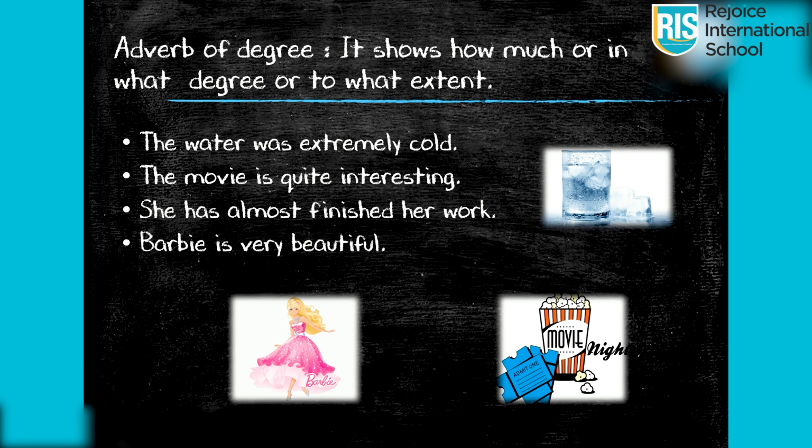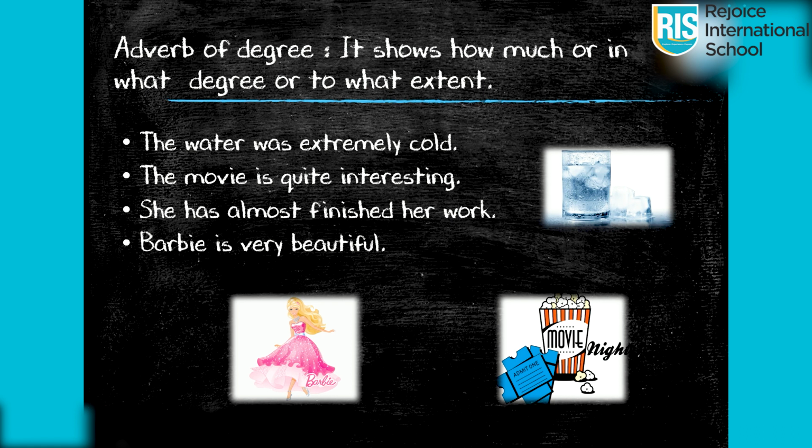Adverb of degree. Adverb of degree tells us about the intensity of something. Adverbs of degree are usually placed before the adjective, adverb, or verb that they modify. The words are too, enough, very, and extremely are examples of adverbs of degree. It answers the question how much, to what degree, or to what extent.